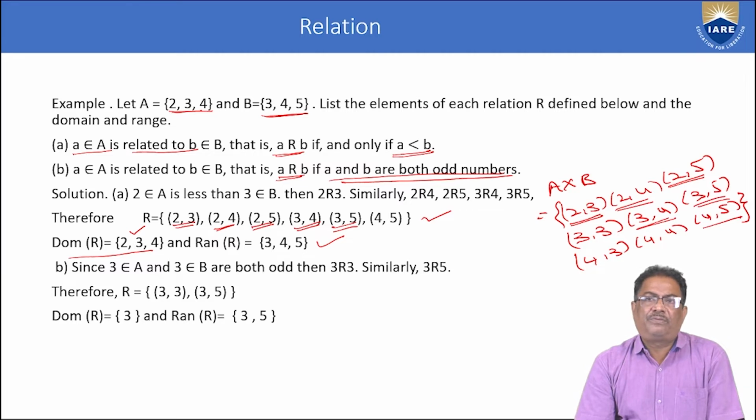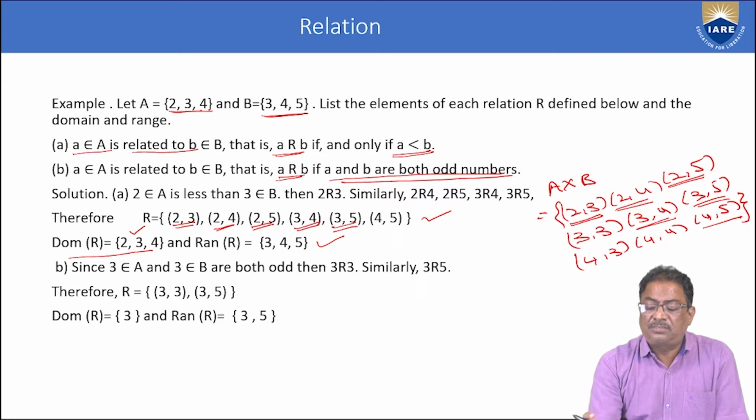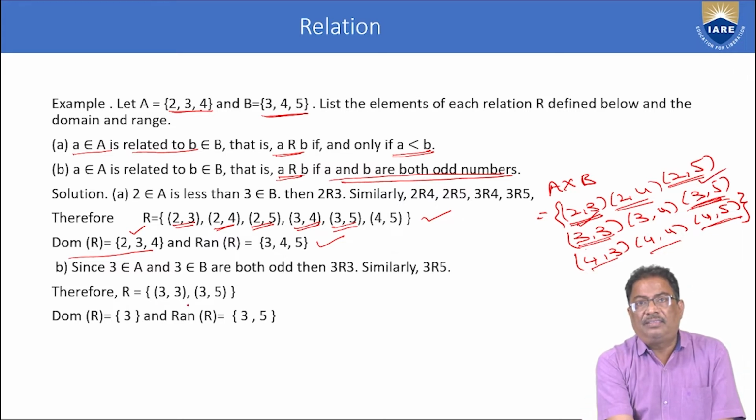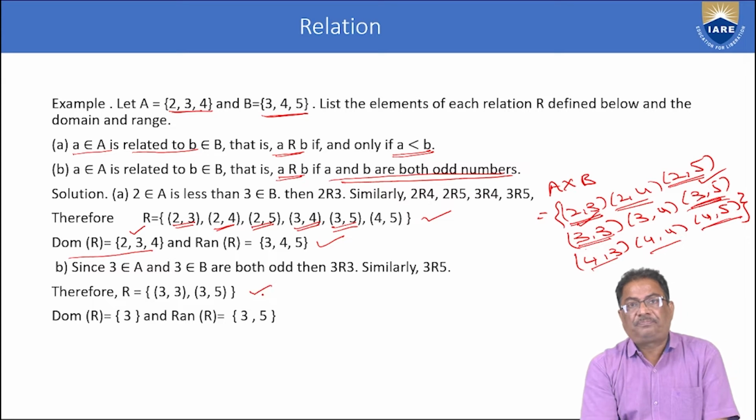Whereas the second one, if we are going to consider, both are odd numbers. So where are we going to get both odd numbers? 2 is an even number, so we are not going to get it. So this is 1 and this is another one. So 3, 3 and next another one is 3, 5. Next, here 4 we are not going to get because 4 is an even number. So we have to get this and this. So we are taking 3, 3 and 3, 5 as the relation.